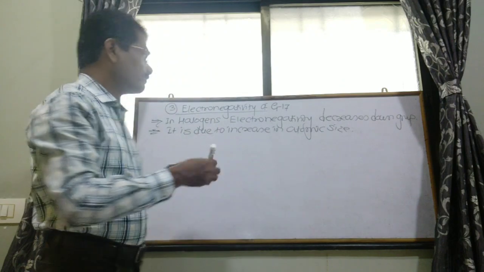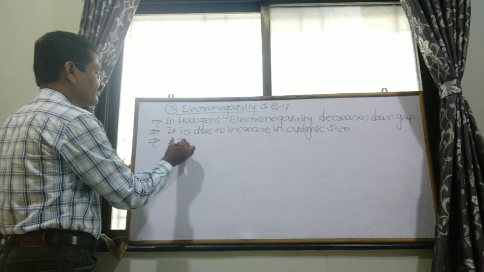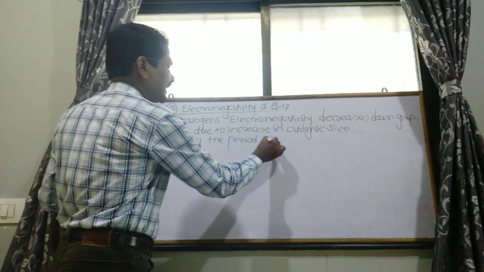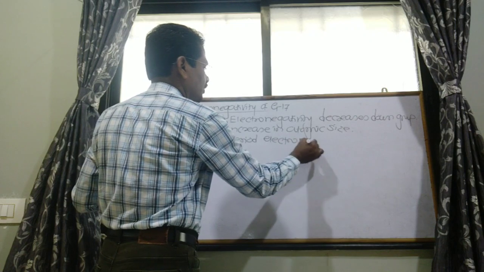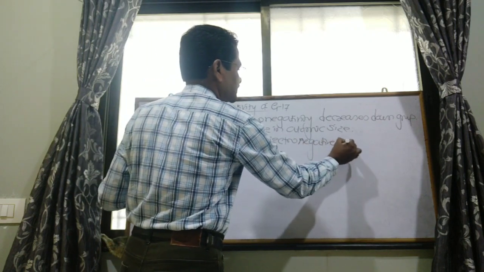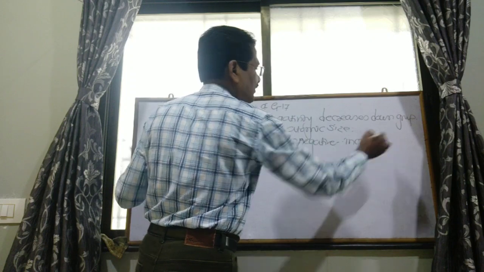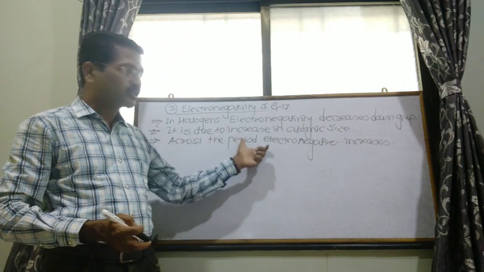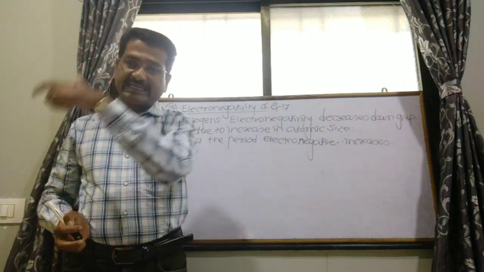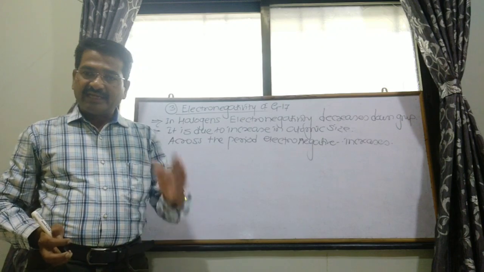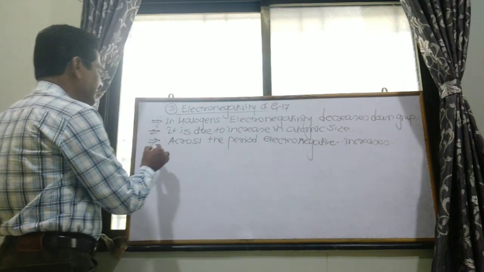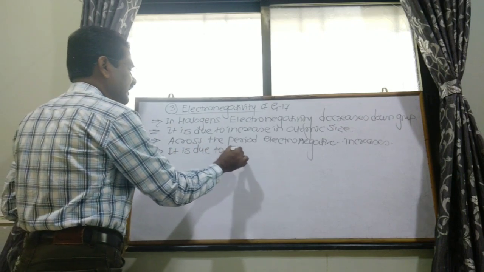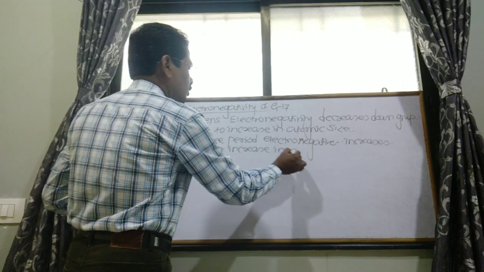But across the period, electronegativity increases. When we move from left to right along the period or across the period, then the electronegativity value increases. Why does it increase? It is due to increase in atomic number.